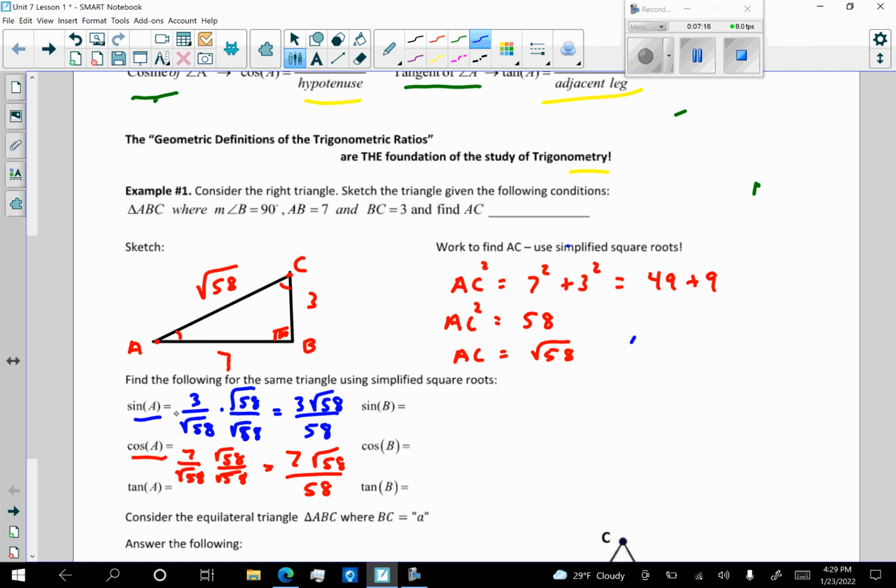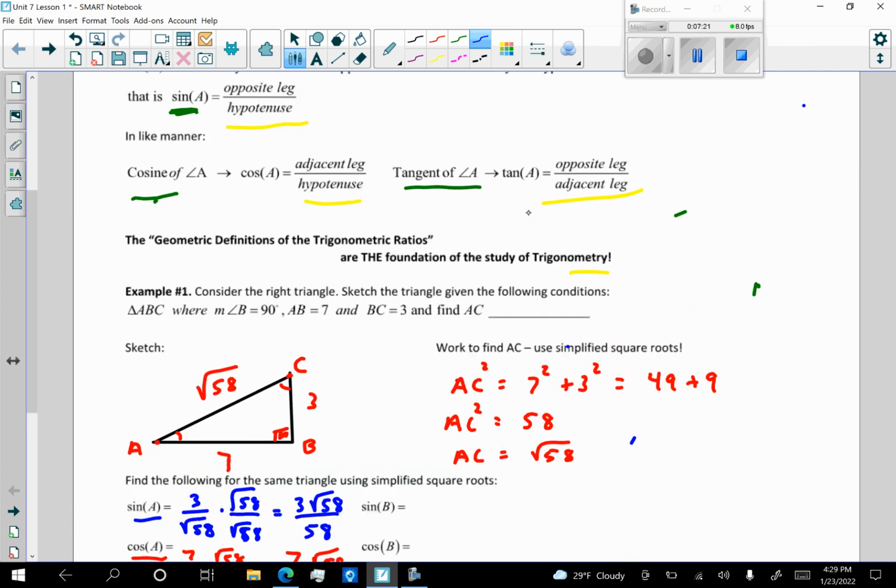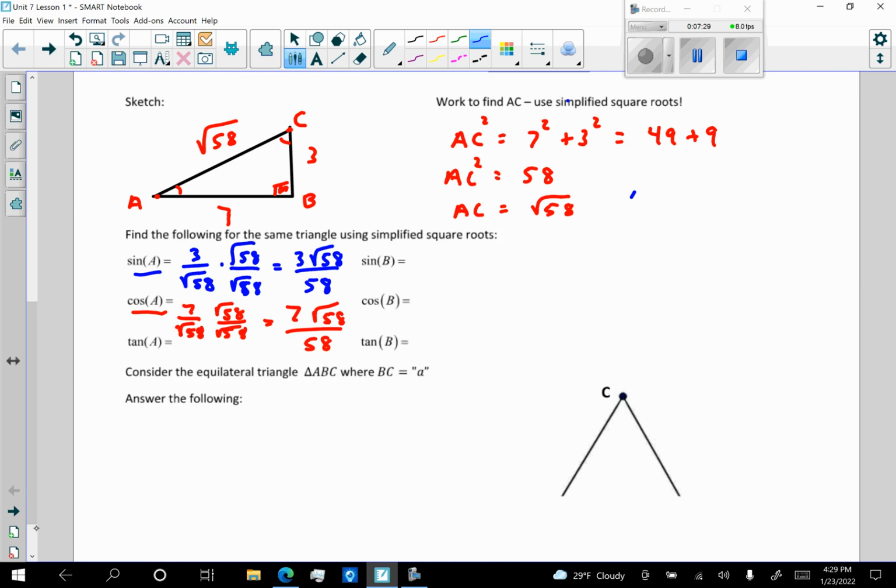And the tangent of A, let's see here. What is the tangent? The tangent is the opposite leg divided by the adjacent leg. So the tangent of A, we're going to do this in green, is simply 3/7. Not a lot of room there, but we got it, 3/7.